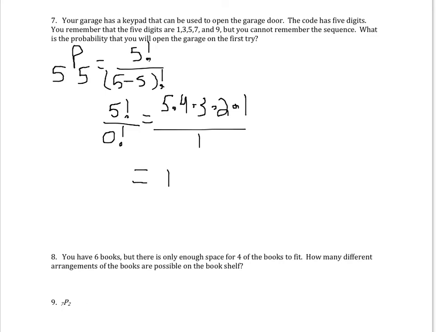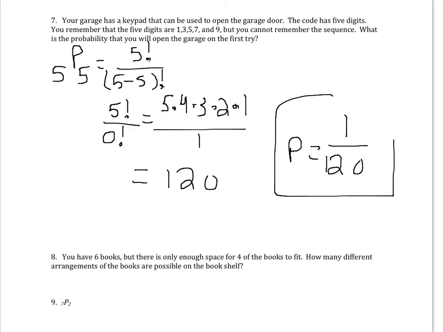So there's 120 ways. Well, how many possible correct ways can you enter? 1. So your probability is 1 over 120. Okay? So that's how you can apply word problems to this.